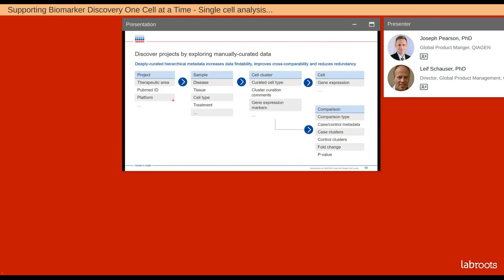All of the curated data and metadata can be directly explored because they are organized hierarchically. Filter and group the data at any metadata, at the project level, biological sample level, or even the curated cell cluster level, and use this to focus down on the cell level expression and differential expression analysis that is relevant to your research.